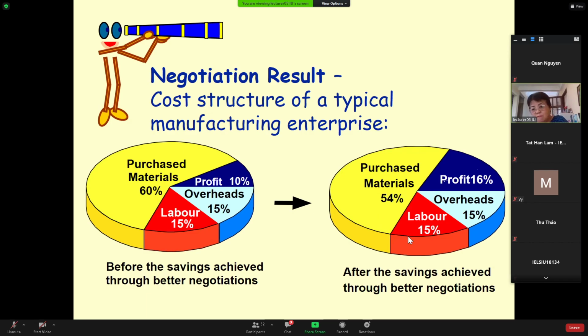After you come to the negotiation and you come to purchase material, it's 54%. Labor cost is 15%. Overhead is still 15%. And of course, the profit increased from 10 to 16% because the purchased material here is reduced, going to the profit. Overhead and labor remain the same. So this is the structure that we have during the preparation.